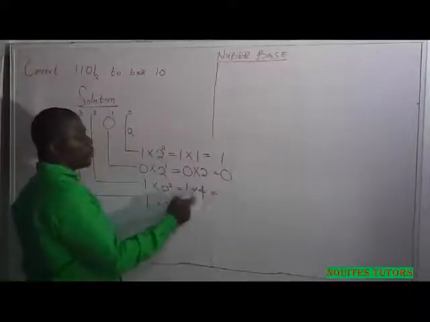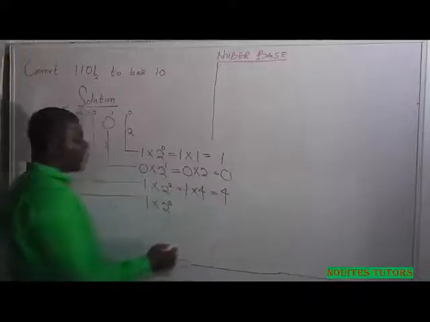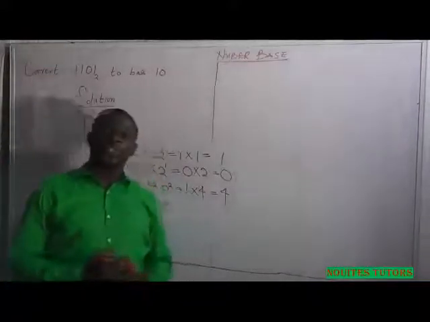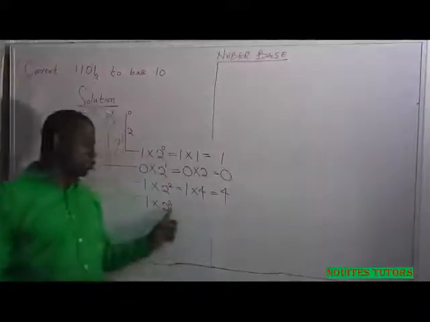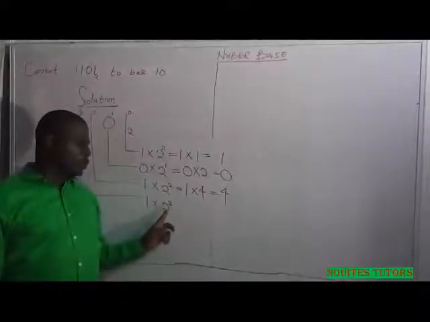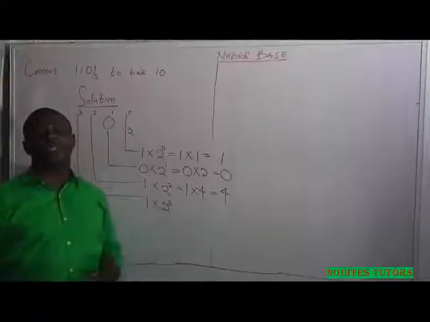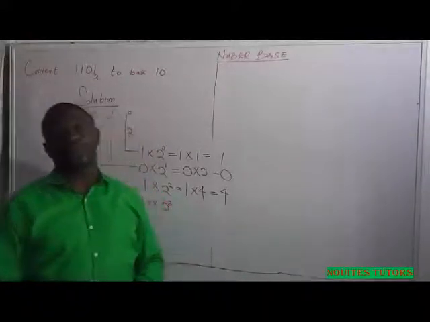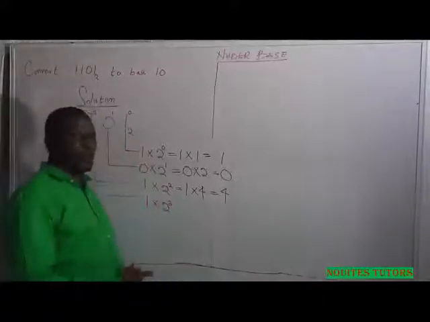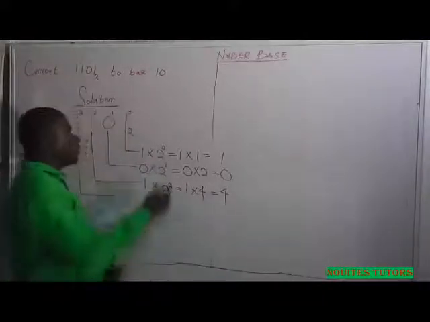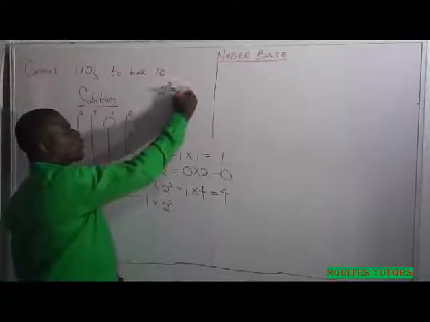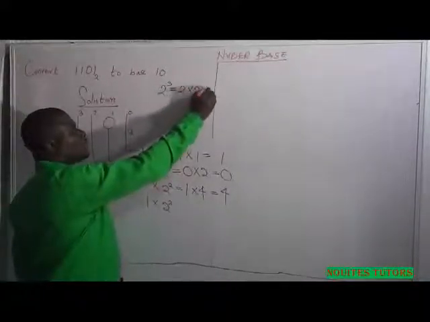So I'll say 1 times 4. That's 4. Then 2 raised to power 3 is 2 in 3 places. It doesn't mean 2 times 3. It means 2 in 3 places. And 2 in 3 places means 2 times 2 times 2. And 2 times 2 is 4, times 2 is 8. Now, anytime you have 2 in 3 places, it is 2 times 2 times 2.